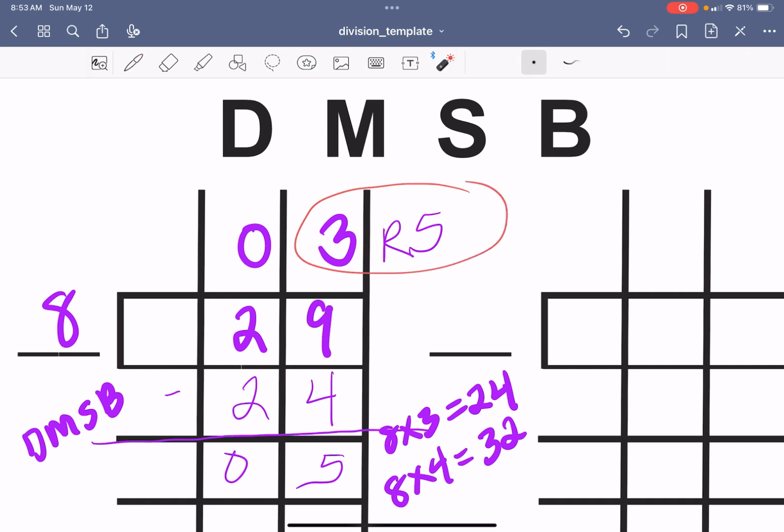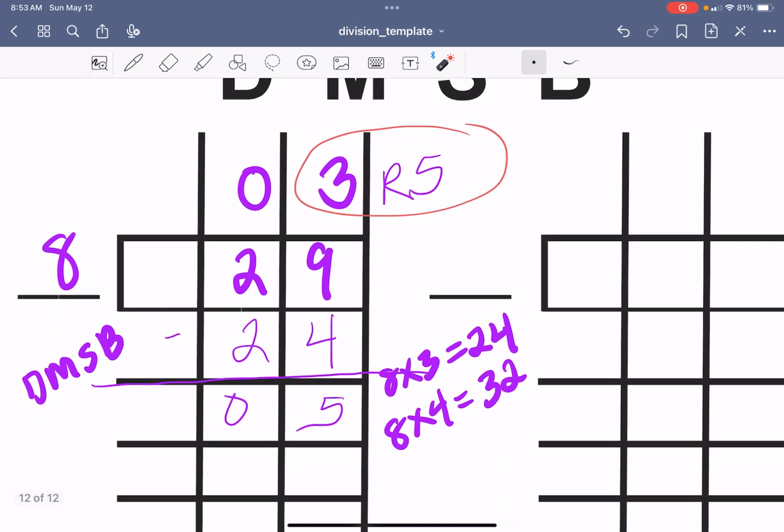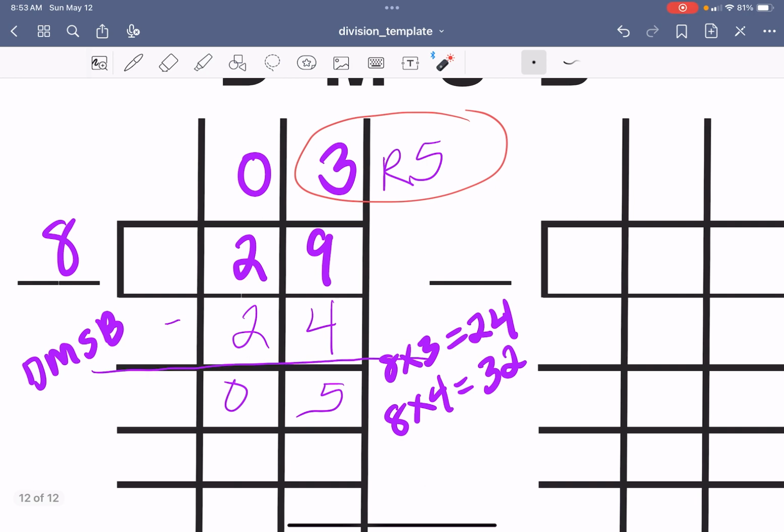I didn't include the 0 because it doesn't add any value to the answer. There could be 4 zeros in front of the 3, and it's still going to just be 3. I didn't have any number to bring down, so that's why we did not bring down.